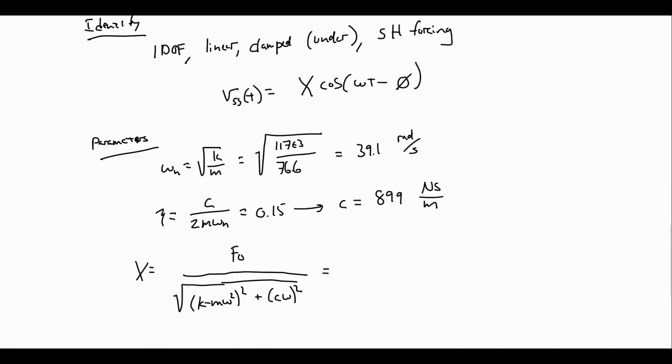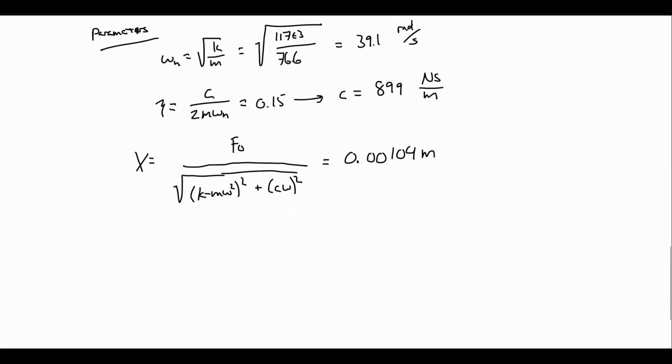So we get here that big X is 0.00104 meters. Now keep in mind this X value is dependent on the mass, the equivalent mass of our system M. This will come into play when we do a comparison in a moment. And phi is generally going to be the 4-quadrant arctangent of our c omega divided by k minus m omega squared. And when we go through, and we'll verify this in MATLAB again, we get 3.06 radians.